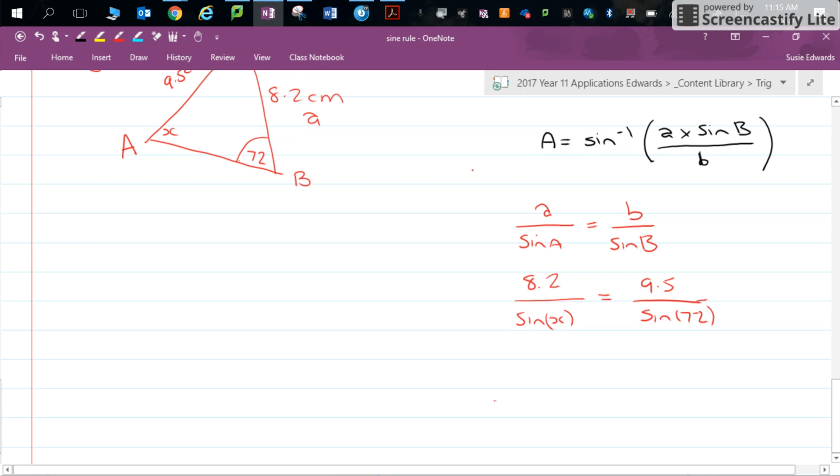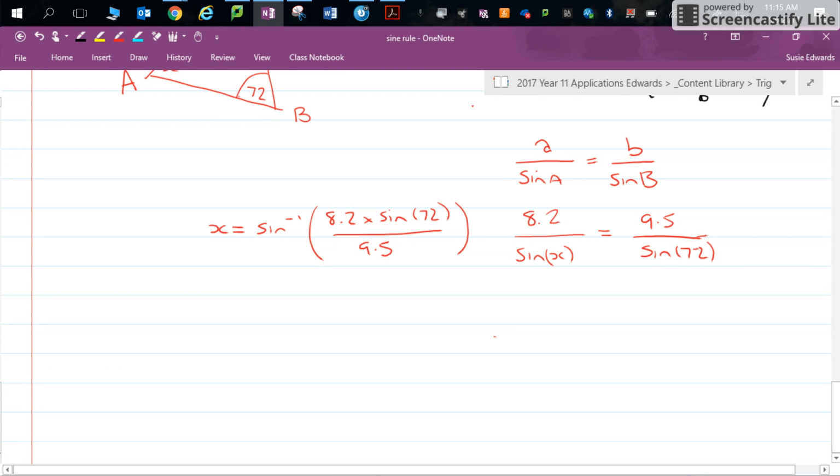So if you know that formula, you could go straight away: x equals inverse sine of A, which was 8.2, times sine B, which was 72, over 9.5, into your calculator and solve there. However, I'm going to show you why this formula works.